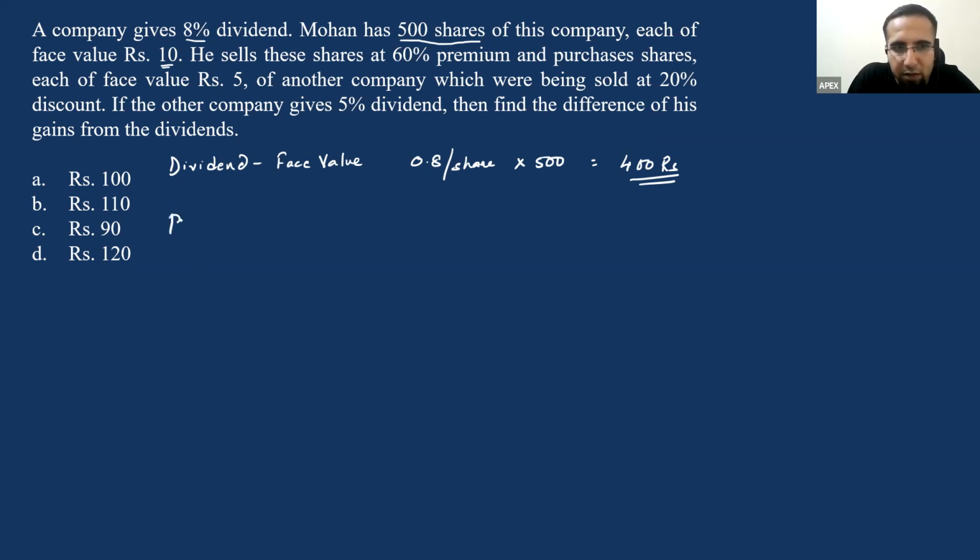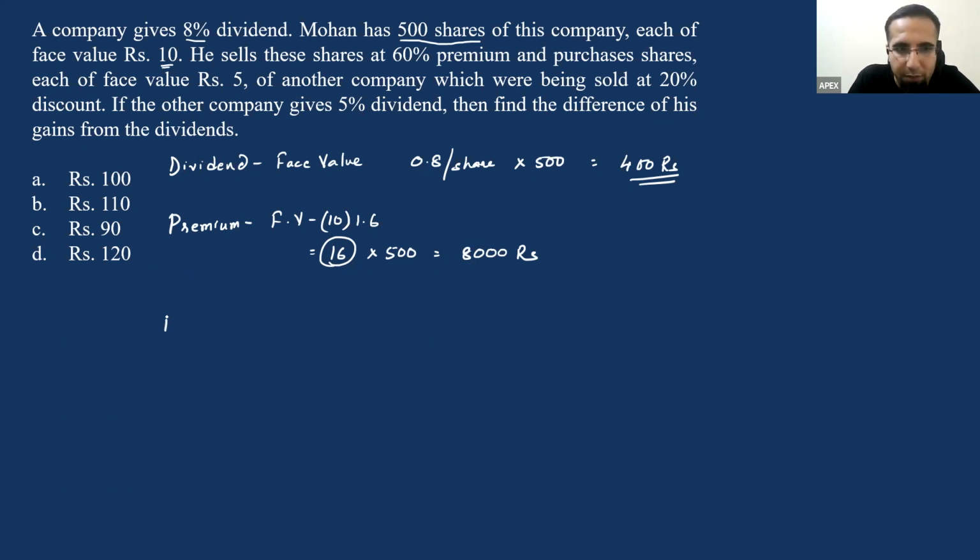Again, we need to understand that the terminology premium is again applied to the face value of the share. So the face value of the share is 10, and I am selling it at 60% premium. That means I'm selling it at what price, guys? I'm selling it at 16 rupees. Now, how many shares am I selling at 16 rupees? I'm selling 500 shares at 16 rupees, which means the amount that he gets by selling these shares is equal to 8,000 rupees. Clear?